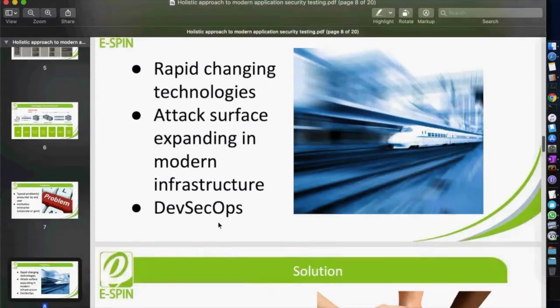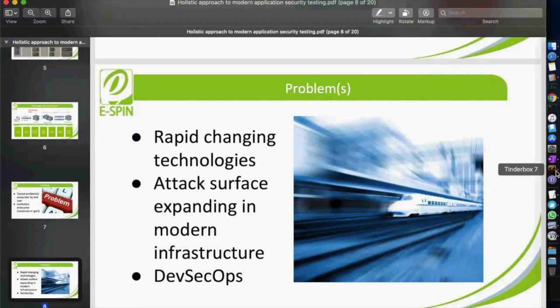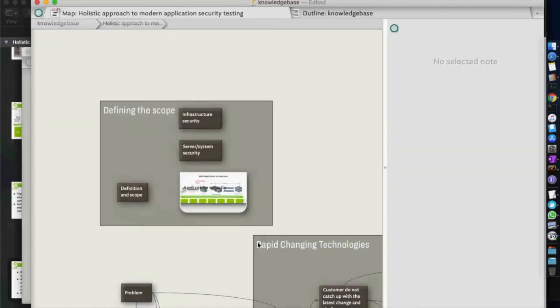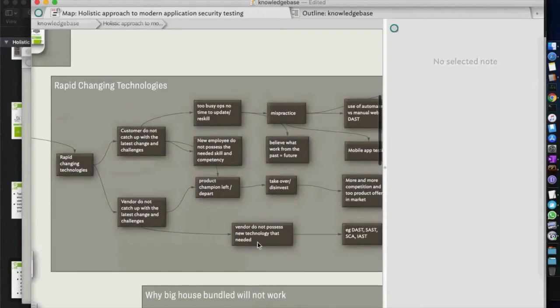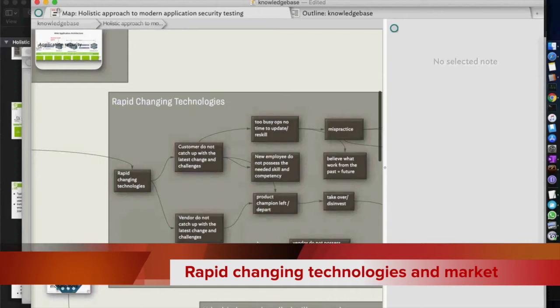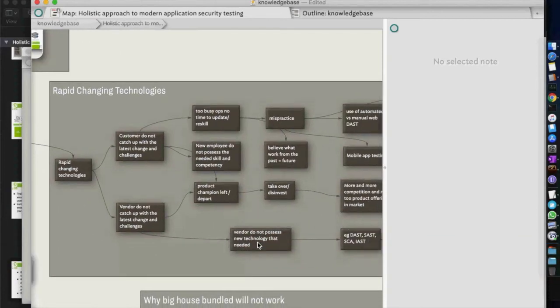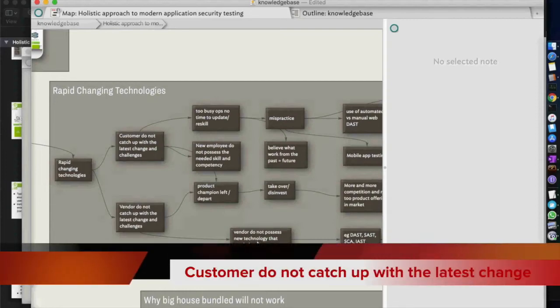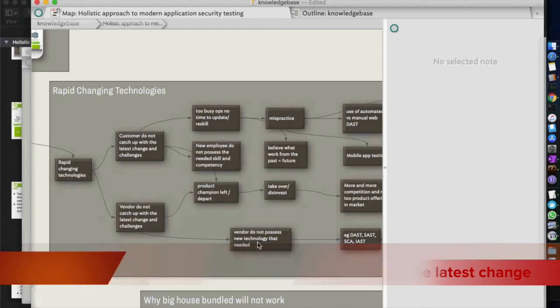Why do we say so? Okay, you can see that in the market, things keep changing. They have a few areas we can probably touch on just to make things flow. As the technology keeps changing, we just highlight a lot of points here. I just like to highlight a few points to explain. Right? First is regarding customers not catching up with the latest changes and challenges. We will talk one point at a time.